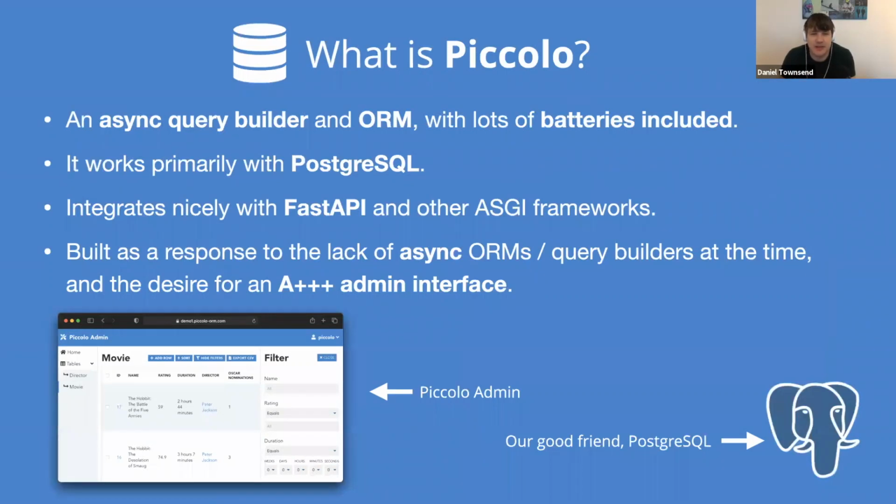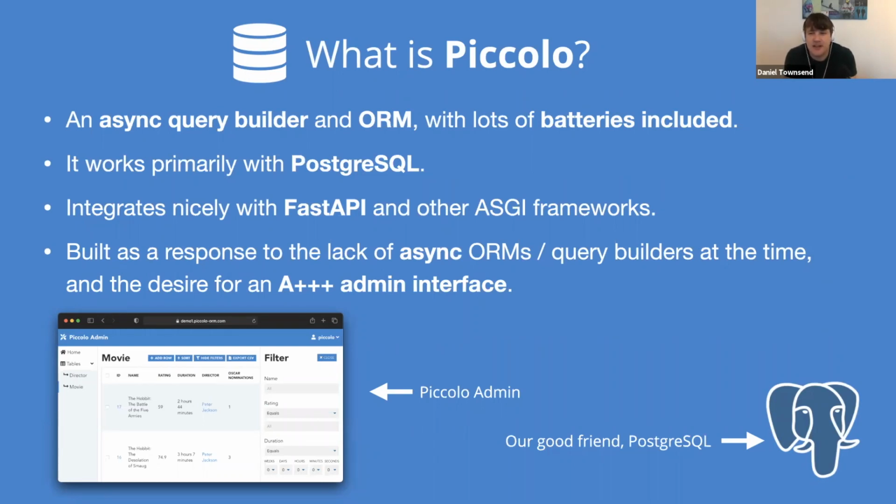And then next, what's Piccolo? It's an async query builder and ORM with lots of batteries included. It works primarily with Postgres, but it also works with SQLite as well. It integrates really nicely with FastAPI and other ASGI frameworks because Piccolo was built from the ground up to have great async support.